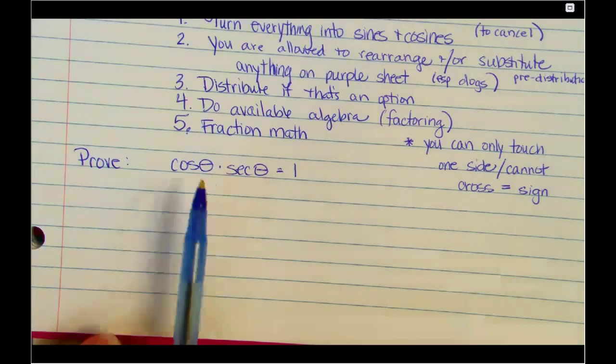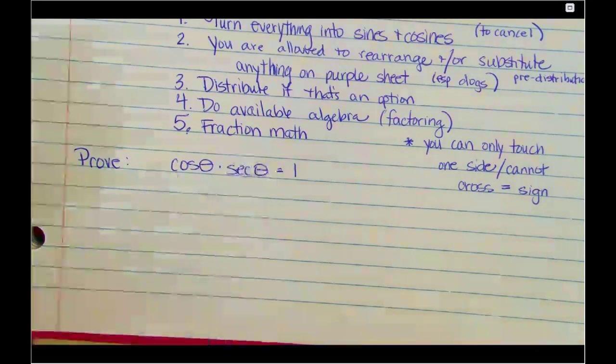Okay, so here's the first thing. Since we can only touch one side at a time, you have to decide: do you want to turn cosine secant into 1, or do you want to reverse engineer 1 and try to get him to be equal to cosine secant? You always want to go with the one that has more options, which in this case would be the left-hand side. I don't even know how I'm going to magic up anything that's 1 that's going to be helpful. You go with the side that you could actually do something with.